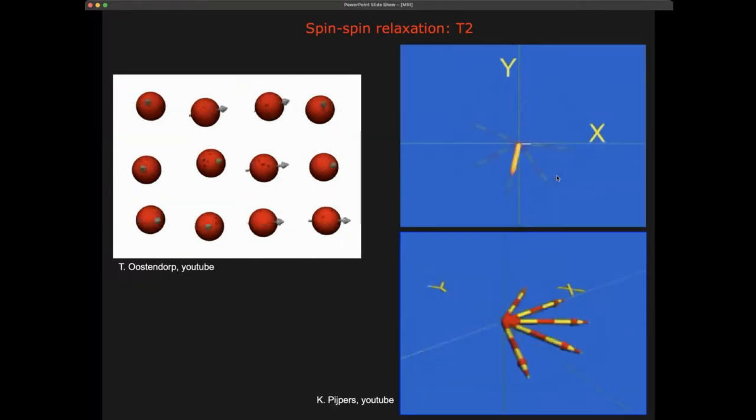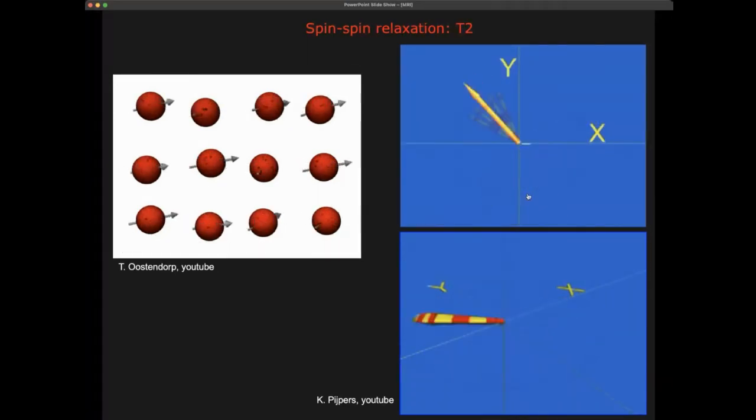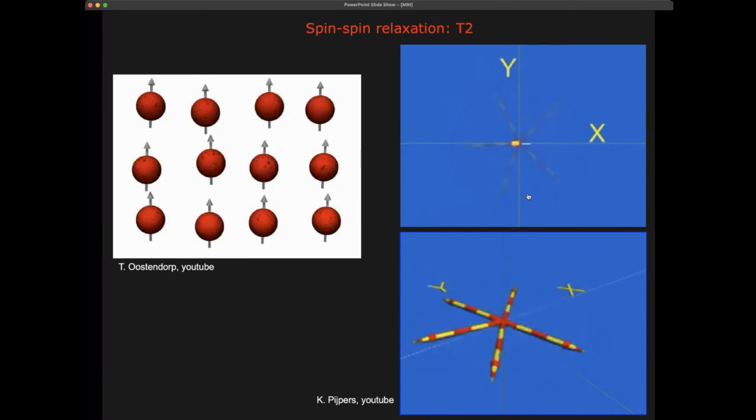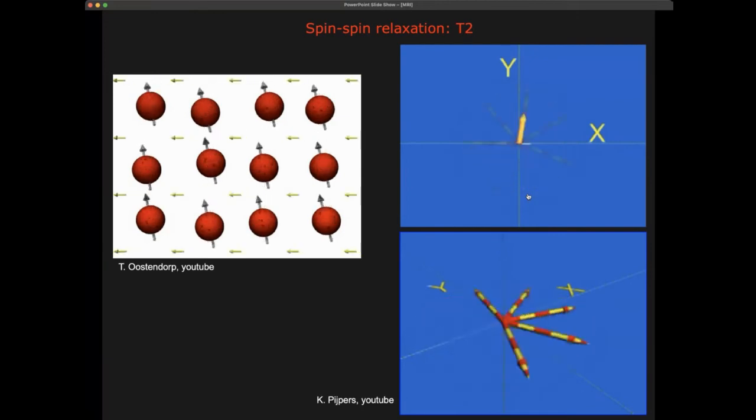And that means that after a while, if we flip this vector, because first everything is oriented in the direction of this field. We then flip it. What now happens is, of course, they keep on rotating in the XY plane. But because all of these feel a very, very slightly different magnetic field, they actually are rotating with a slightly different frequency.